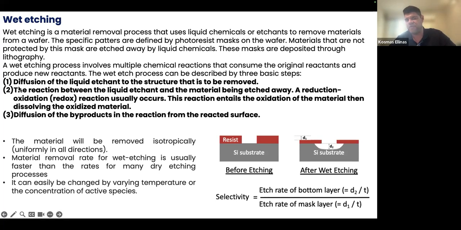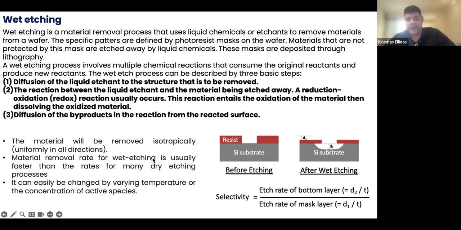The first is the diffusion of the liquid etchant to the structure. So the diffusion here, the reaction between the liquid etchant and the material, and then the diffusion of the byproducts of the reaction of the liquid with the substrate and the reacted surface.